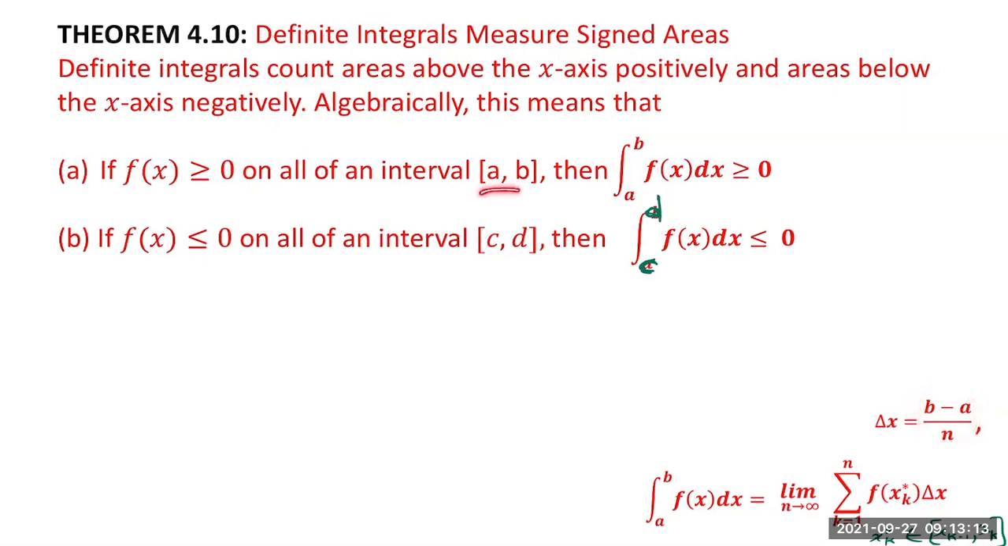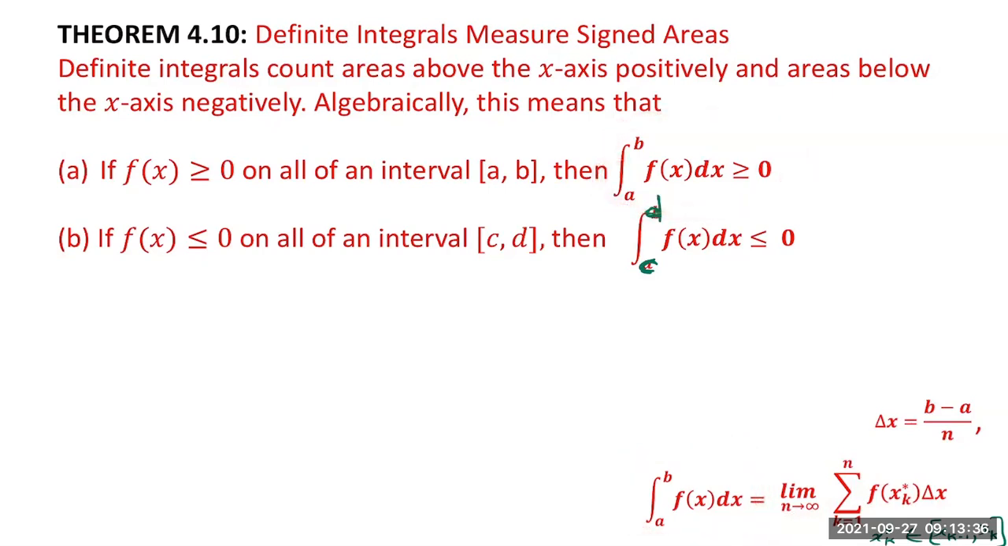Of course, if a comma b is an interval, b is bigger than a. So this is positive. This whole thing is positive. So this is a quantity which is greater than or equal to 0. So this summation is greater than or equal to 0. So our limit is also going to be greater than or equal to 0. That means our definite integral is greater than or equal to 0.